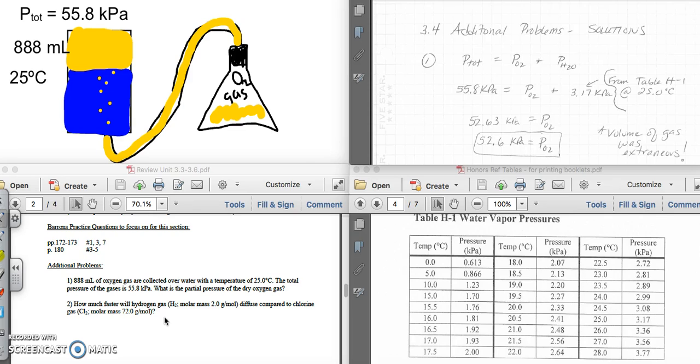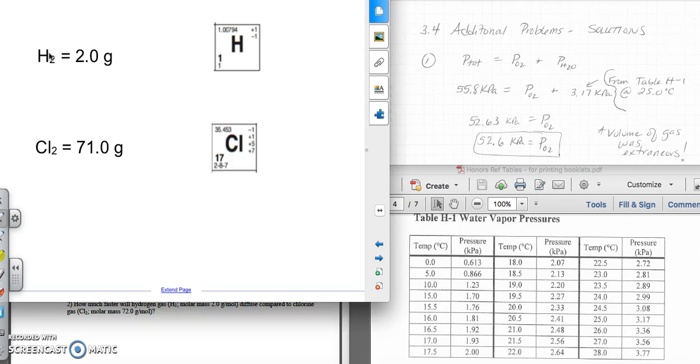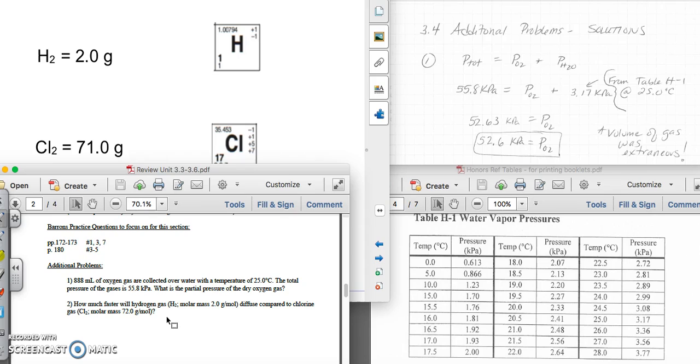So if we take a look at the second additional problem down here, this is still section 3.4. This is a Graham's law problem. How much faster will hydrogen gas, H2, with a molar mass of 2.0 grams per mole, diffuse compared to chlorine gas, which has a molar mass of 72.0 grams per mole? So let's go ahead and take a look and see where these numbers came from.